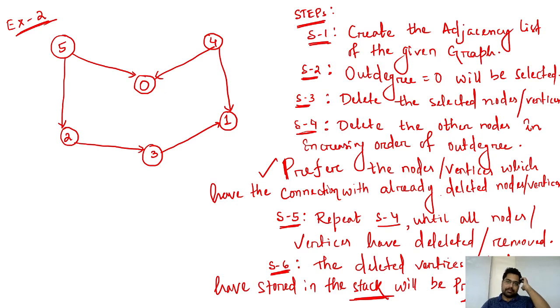There are six steps I have written. First we have to create the adjacency list of the given graph. Next, out degree 0 will be selected. Delete the selected nodes or vertices. Next, delete the other nodes in increasing order of out degree. Clear? Next is prefer the nodes or vertices which have connections with the already deleted nodes. We have to prefer that one while deleting. Next is repeat step 4 until all nodes or vertices have been deleted or removed. Then the deleted vertices which have been stored in the stack will be printed. Okay. So let us start with this example, the same example which we have written, or we should say its solution.